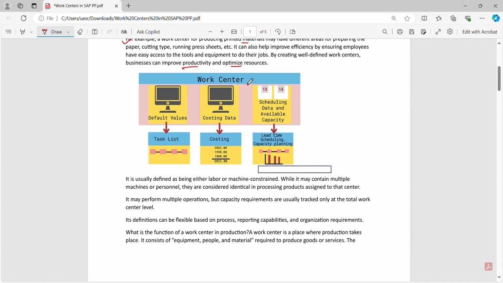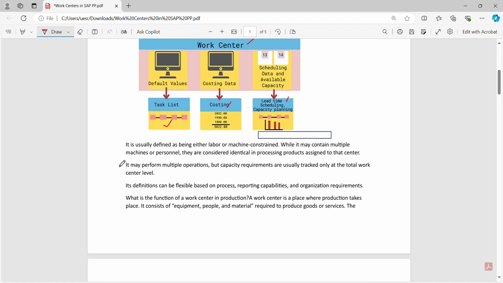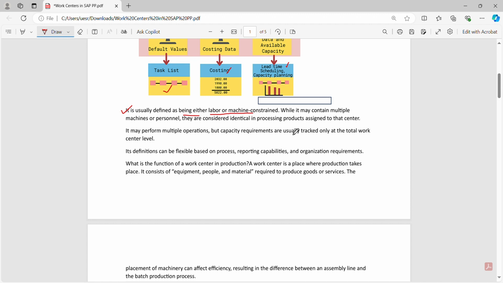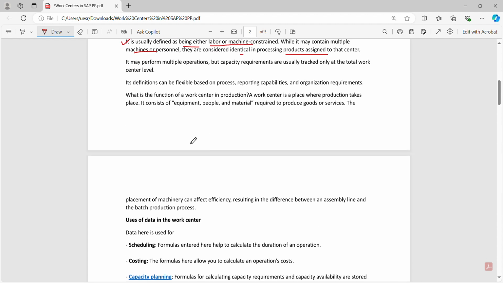So this is work center. We see here task list, costing, lead time, scheduling, capacity planning, all can be covered from here or controlled from here. It is usually defined as being either labor or machine constant. While it may also contain multiple machines or personnel, they are considered identical in processing product assigned to that center. It may perform multiple operations, but capacity requirements are usually tracked only at the total work center level.